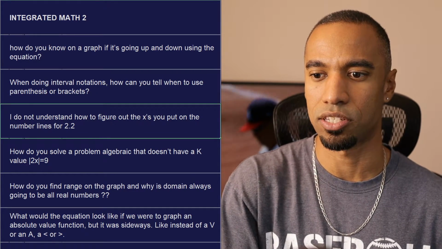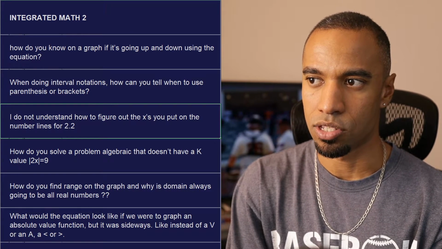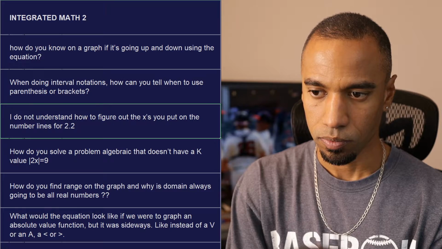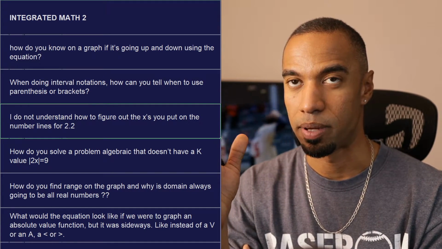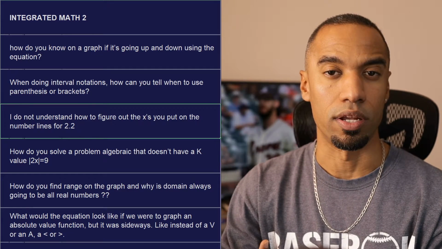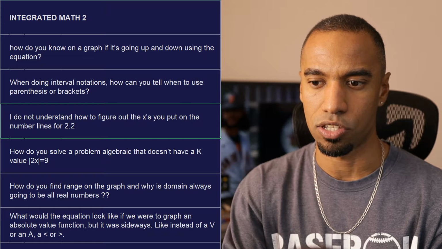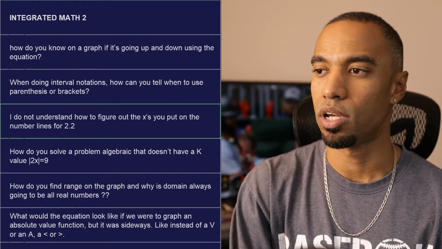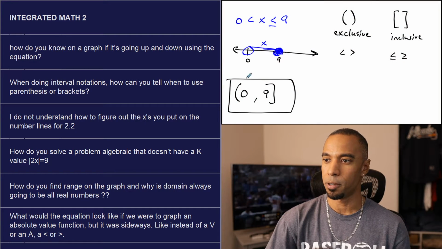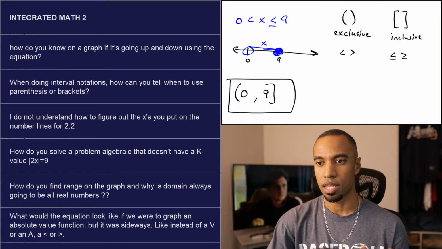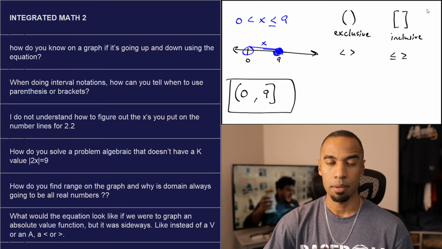And the next question asks, I do not understand how to figure out the x's you put on the number lines for 2.2. All right, 2.2, guys, is in reference to the section we were doing. I don't want to mess this up, I think it's our most recent one, solving absolute value equations. So let's see. I don't understand how to figure out the x's you put on the number line. So yeah, very simple. I'm doing number lines right now from this previous problem, although these are with inequalities, and inequalities come next for my students in particular. There's a video already on solving absolute value inequalities.